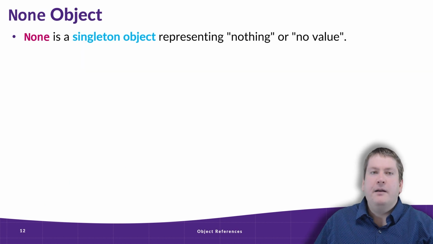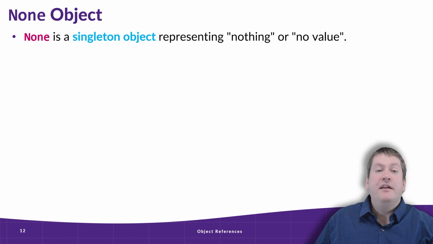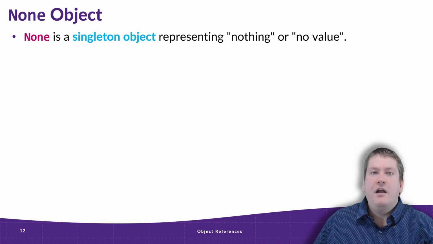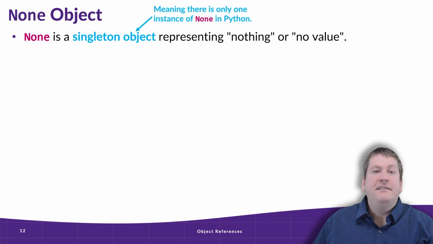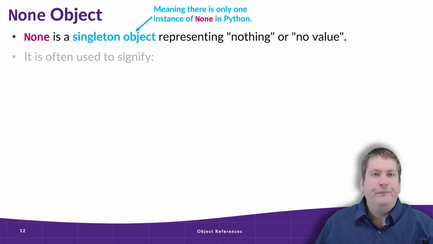Now the other thing we should talk about is the None object. This is a special object that we've seen in a few past lectures, and it's special for two reasons. First of all, it represents nothing, or no value. And second, it's a singleton object. What we mean by singleton is that there is only ever one instance of None in Python. So all None objects always reference the same object in the computer's memory.